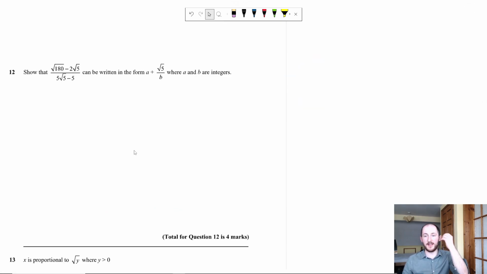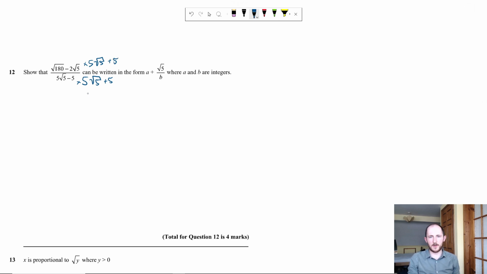And here we have yet another rationalizing the denominator question for some reason. And again, we're going to times by the denominator, but we're going to flip the sign in the middle. That's what we're going to times by. So let's just get to it.